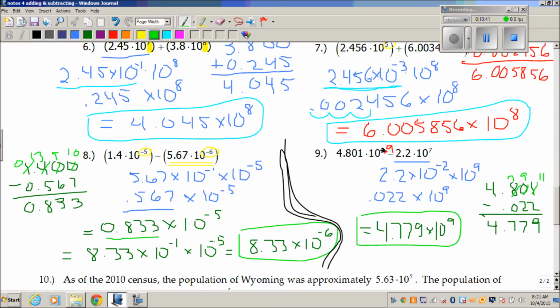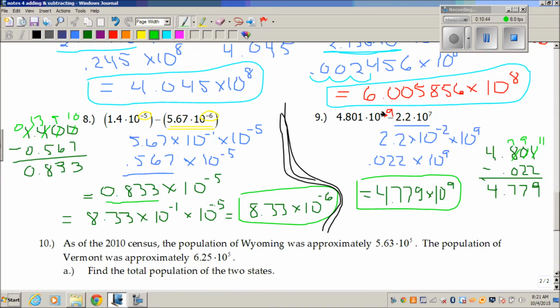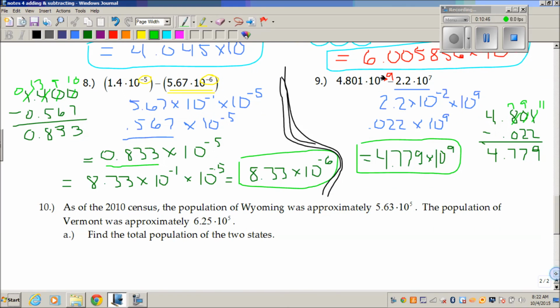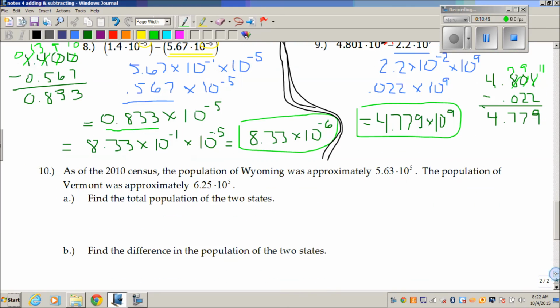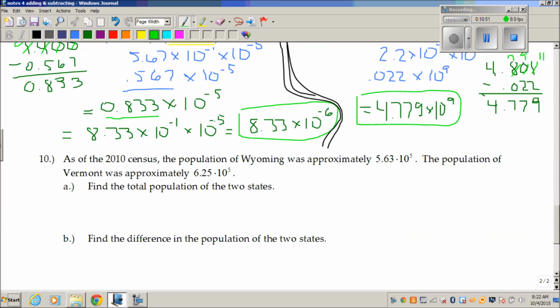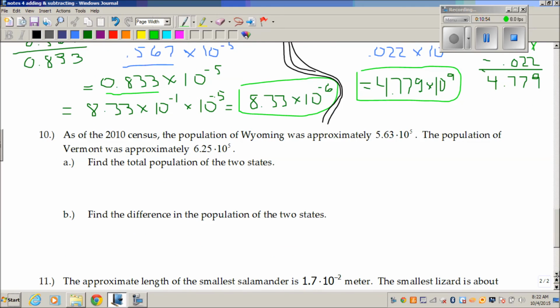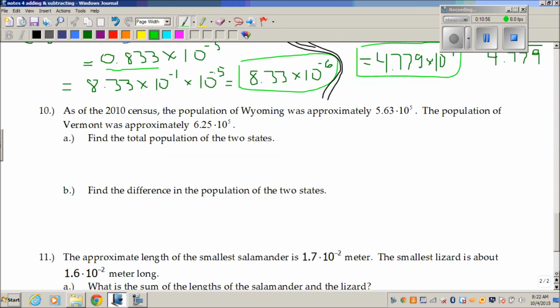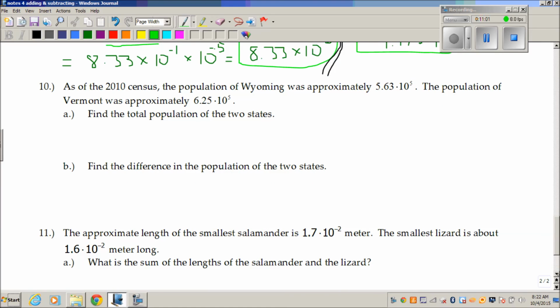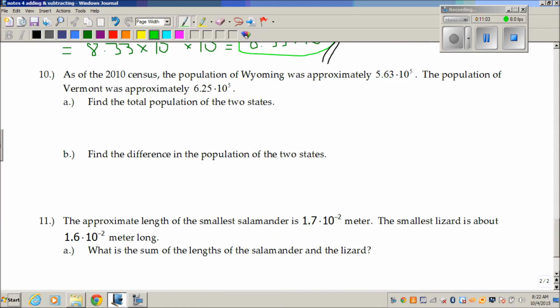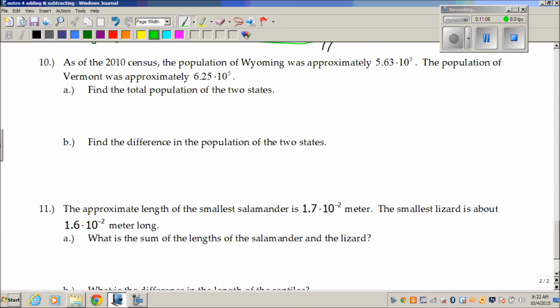So what I'd like you to do now is, on your own, complete questions 10 and 11. Both of them have to do with adding and subtracting numbers in scientific notation. However, this time the powers of 10 are all the same, so you don't have to worry about readjusting the numbers. All you have to do is add or subtract the coefficients and keep the same powers of 10. So I want you to complete questions 10 and 11, both parts of them, and bring those questions to class completed, and we'll go over the answers then.